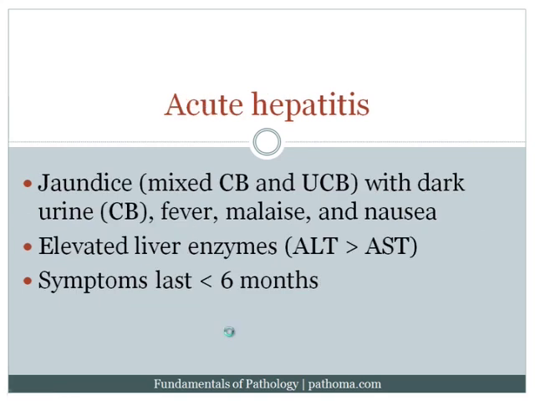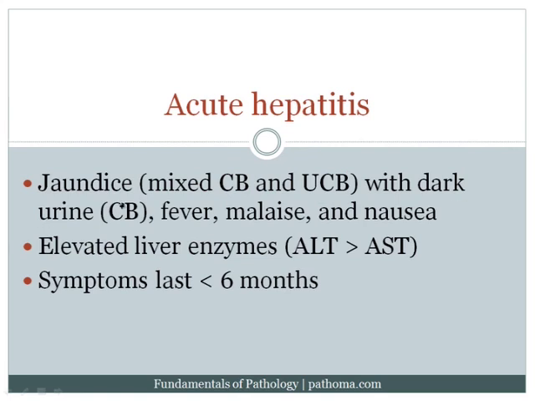Now our discussion here will focus on hepatitis virus, and this can cause an acute hepatitis which may progress to chronic hepatitis. Patients with acute hepatitis present with jaundice, and this is due to a mixed conjugated bilirubinemia and an unconjugated bilirubinemia. Now the conjugated bilirubinemia is due to the fact that you destroy bile ductules, and so some of the conjugated bilirubin leaks out.